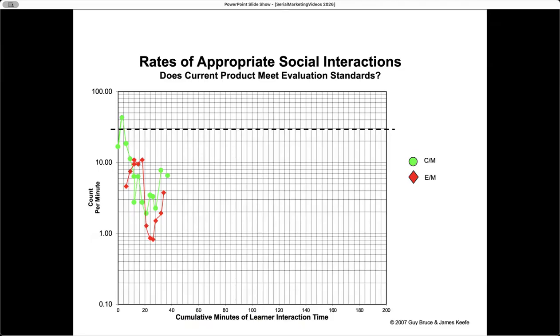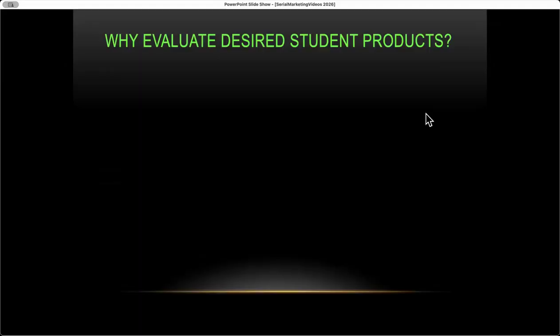And here are the data for the rates of appropriate social interactions. You can see the green dots are the number of appropriate social interactions per minute, and the red diamonds are the number of inappropriate social interactions per minute, plotted by what we call cumulative minutes of learner interaction time. But for right now, I just want you to compare the green dots to this goal line of 30 appropriate social interactions per minute, and tell me, does current product meet evaluation standards? The answer is no.